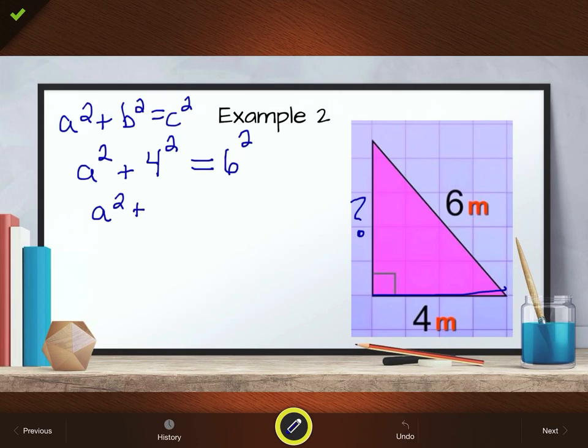A squared plus 4 squared is 16. 6 squared is 36. Now, how would you solve this? Just like you would solve any other equation.